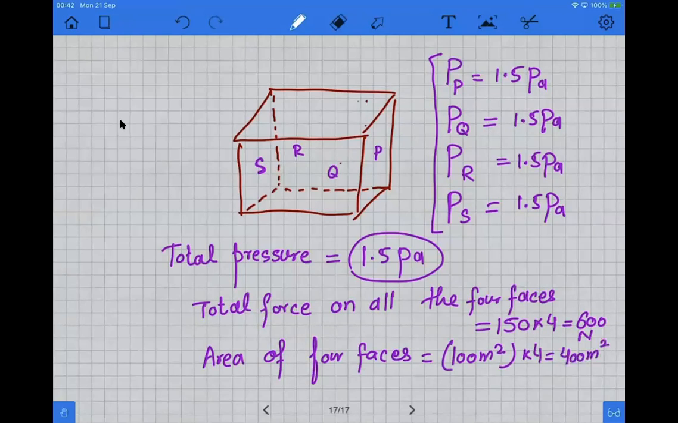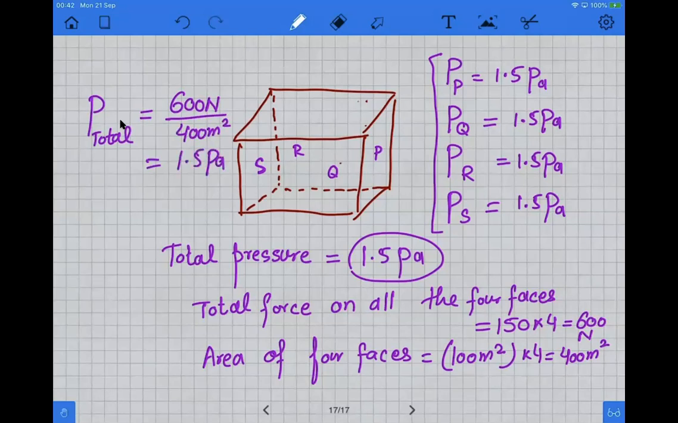Basically, when you increase the number of sides, the force and area will increase in the same ratio and the pressure will not be affected. So even if you calculate total pressure on the side faces, you will get the same answer, as 600 Newton will be the total force and the total area will be 400 meters square. So it will become 1.5 Pascal.